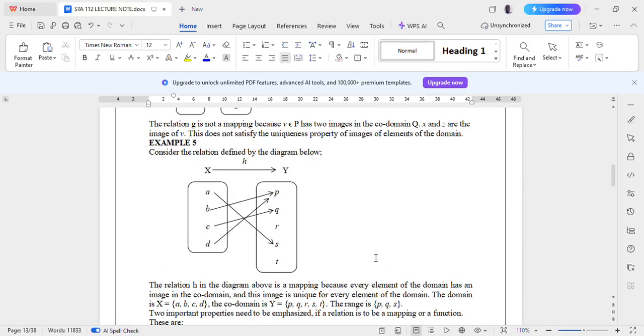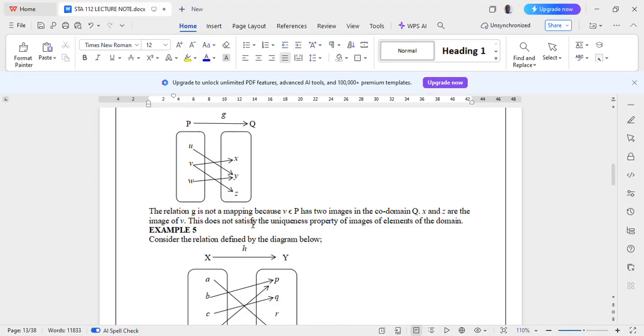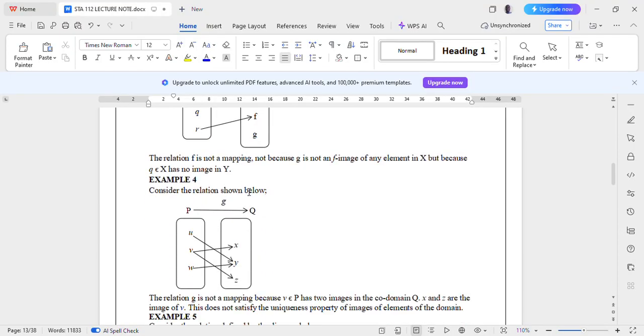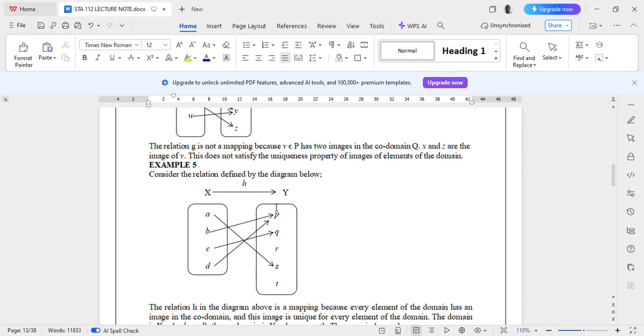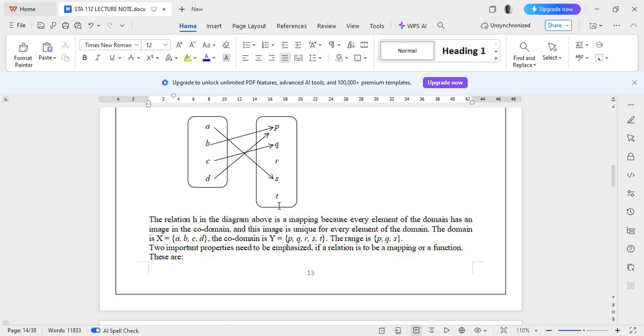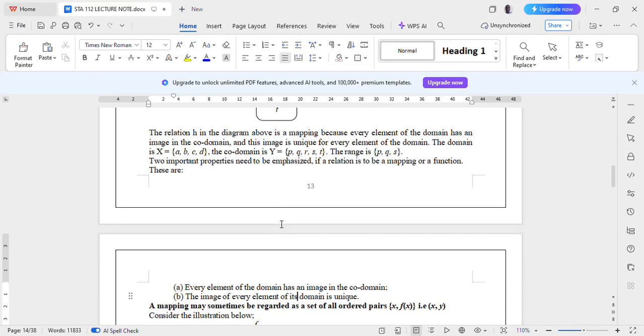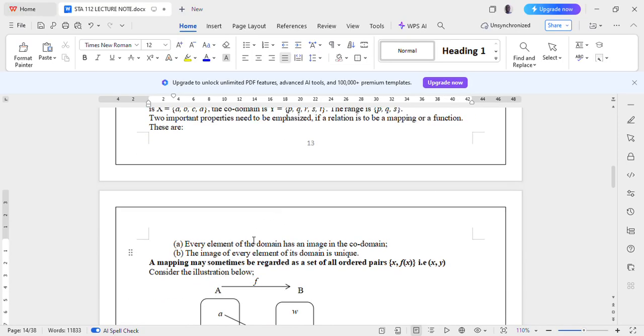Is unique. Must be unique. Yes. So unlike this one, this is not a mapping. This is not a mapping. Likewise, this is not a mapping as well because V has two images. It is not possible. Like I said earlier on, two parents cannot claim one child. And two different fathers, or two different mothers, cannot claim one child.